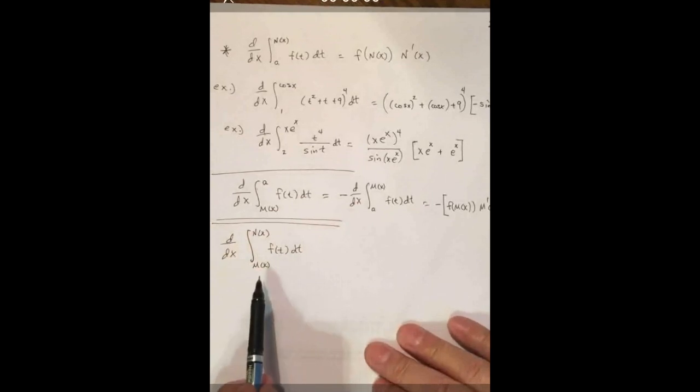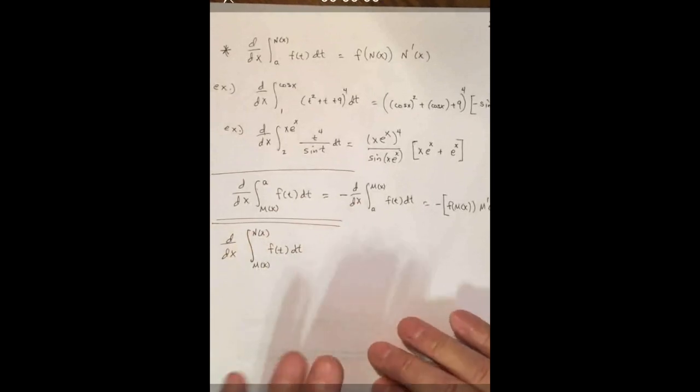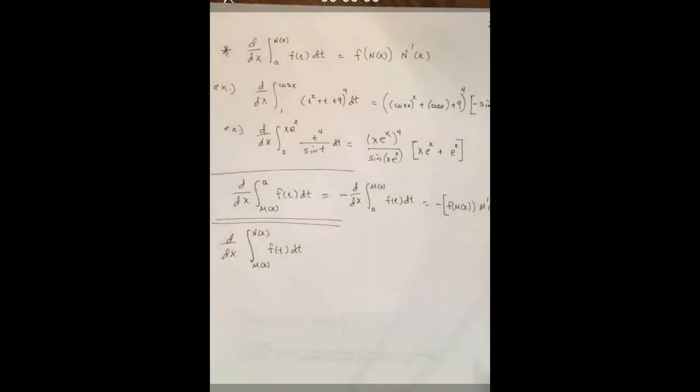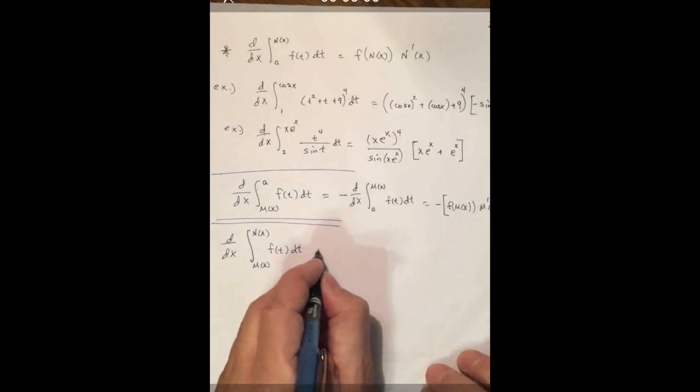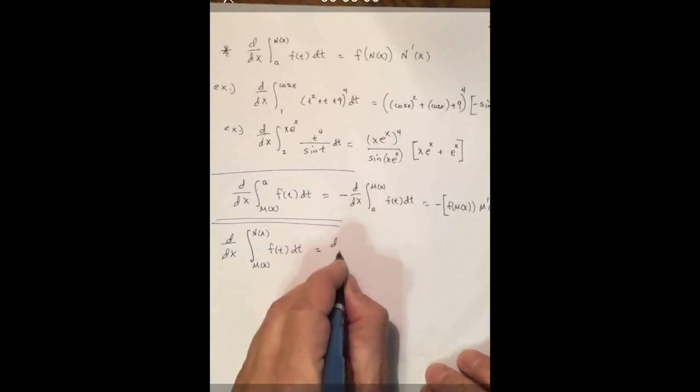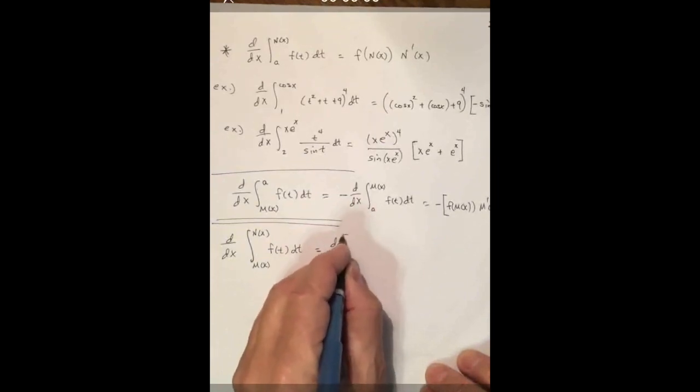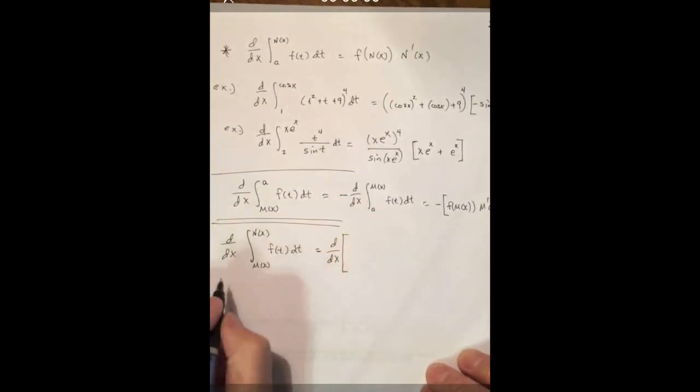What do we do if both the upper and lower limit are functions? There's no numbers anywhere in the limits of integration. Well, we're going to invoke a property of the integral. Now watch. I'm going to use this property. I'm going to sneak it in right down here.